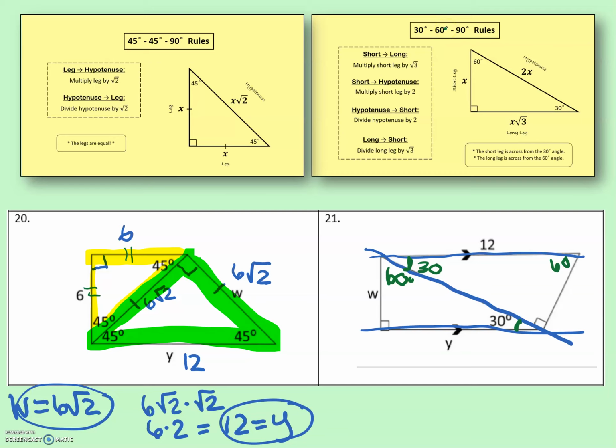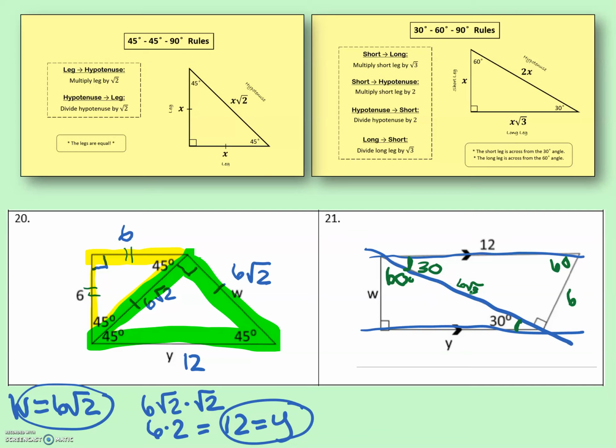Okay, so in this top triangle here, it gives us the hypotenuse. So let's figure out everything else from there. So to go from the hypotenuse to the short leg, we're going to divide by 2. So that makes this 6. And then to go from short leg to long leg, we multiply the short leg by root 3. So this here becomes 6 root 3.